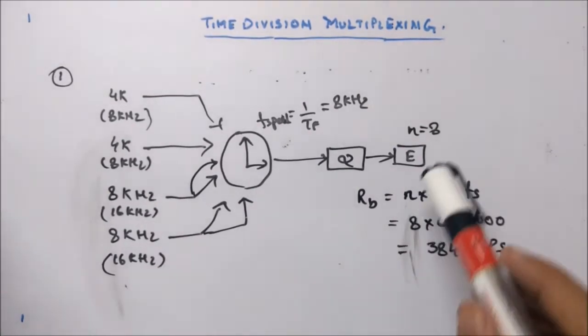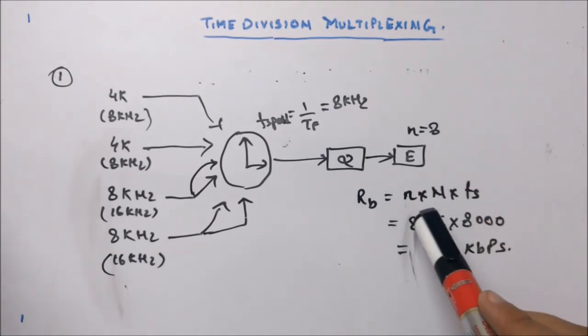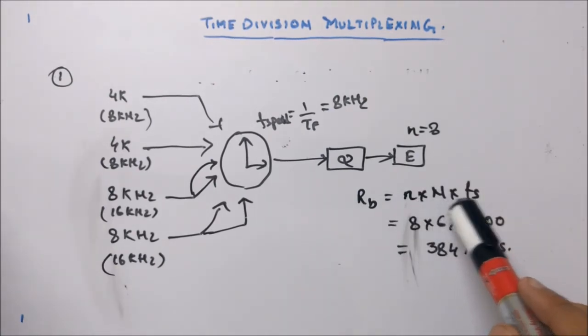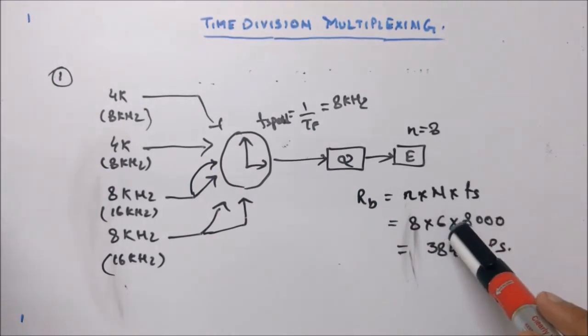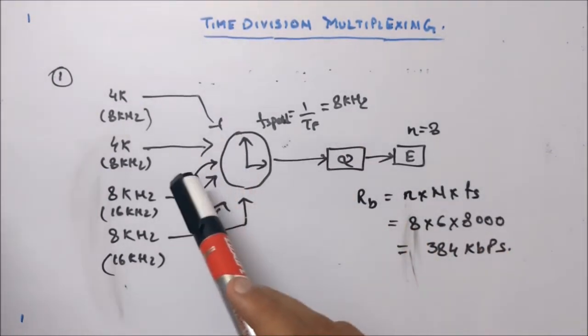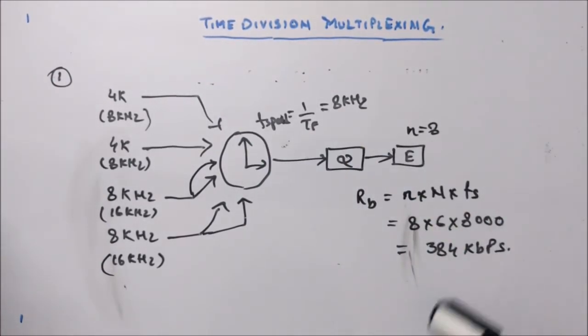So if small n is equal to 8, then your bit rate will come out to be small n into capital N into Fs. Small n is 8, capital N is 6, 1, 2, 3, 4, 5, 6, and your F speed is 8000. So it comes out to be 384 kbps. Okay, now we'll look at the next example.